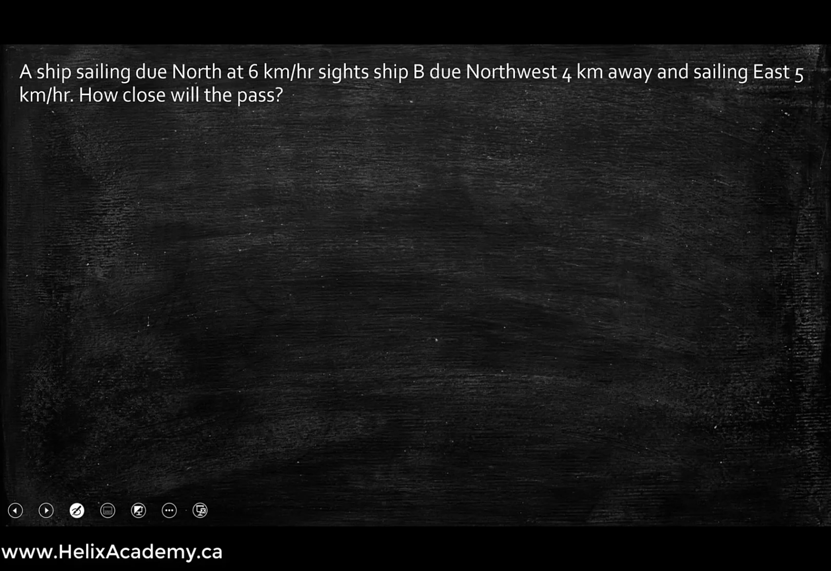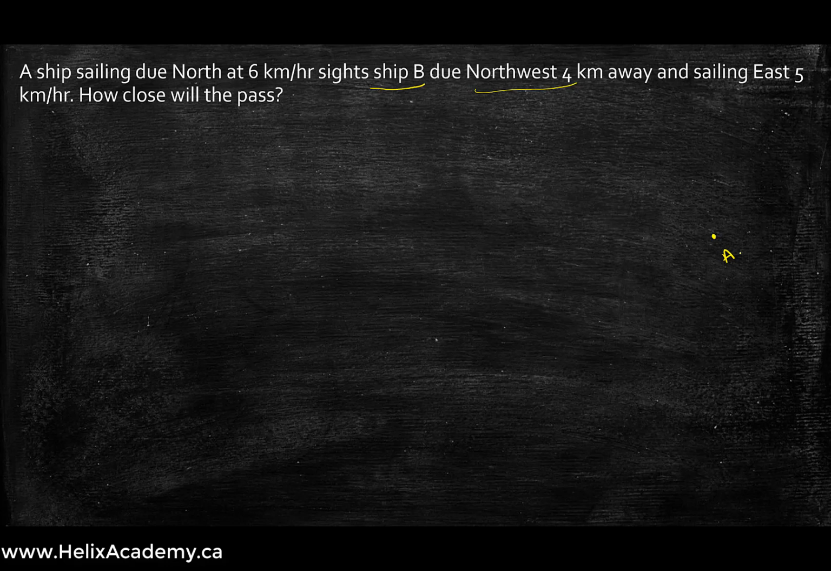Here's another optimization problem. In this question, I have a ship that's sailing due north at 6 kilometers an hour, and it sights another ship, which we call ship B, and it's due northwest 4 kilometers away from ship A. So that's where ship B is located relative to ship A, 4 kilometers away northwest, and it's sailing east at 5 kilometers an hour. How close will they pass? This is a little bit different than all the other questions that are posted online, so pay close attention, and we're gonna figure out how different this is.